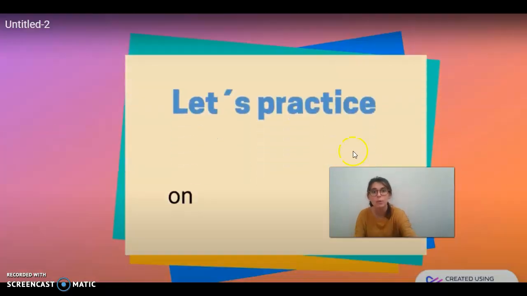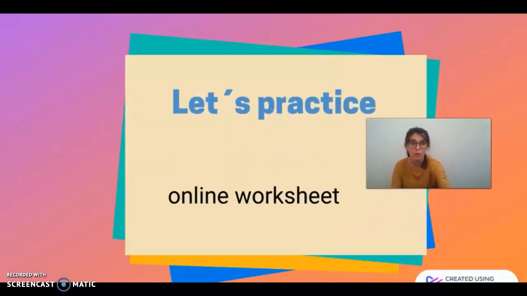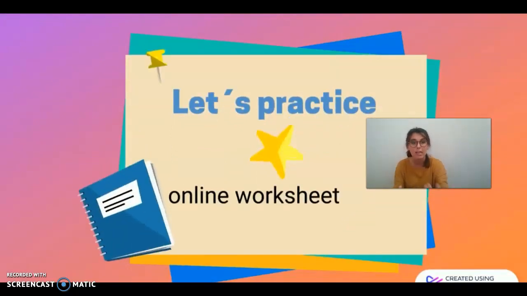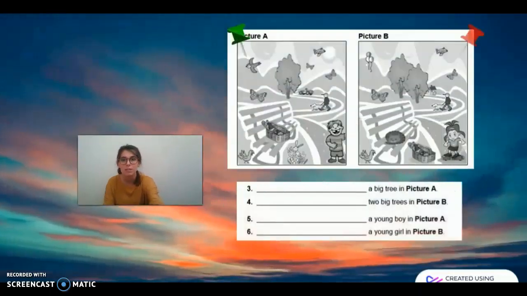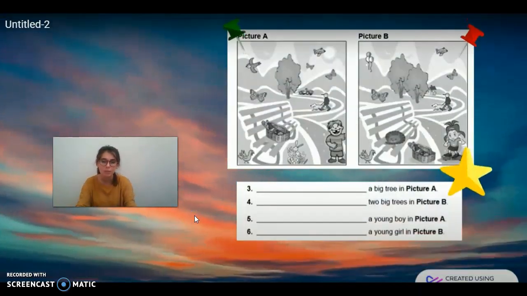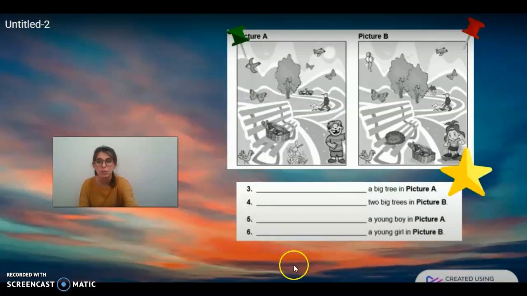I've uploaded a worksheet online, so it's cool because you can work on it in your computer, so you don't have to write anything. I mean, you don't have to print or write. This is the worksheet. Here we have a picture A and picture B, right?